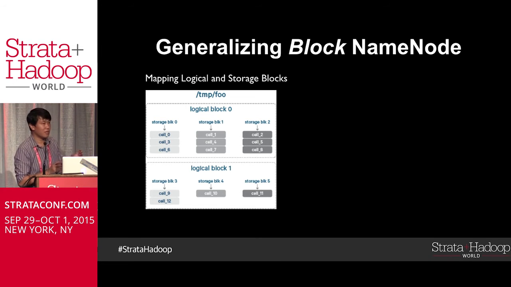Based on that, we further cut each logical block into what we call cells. The cells have a much smaller size than a block. In our default setting, it is 64 kilobytes. So we cut each logical block into much smaller cells, and we do a round-robin assignment of cells to storage blocks. In this particular example, the file foo has 2 logical blocks, and it has 13 cells. Based on the round-robin assignment, we have 6 storage blocks in total. The first logical block has 3 storage blocks, and the second logical block has 3 storage blocks as well.